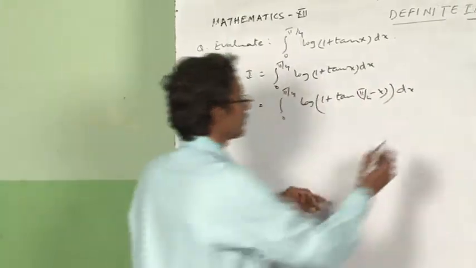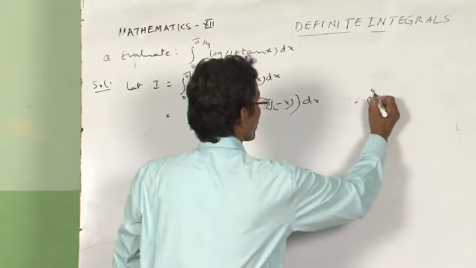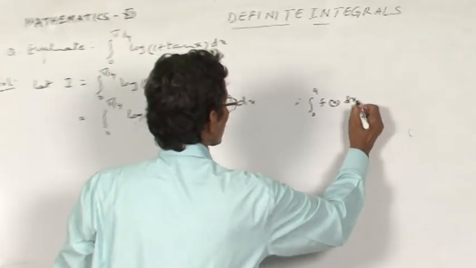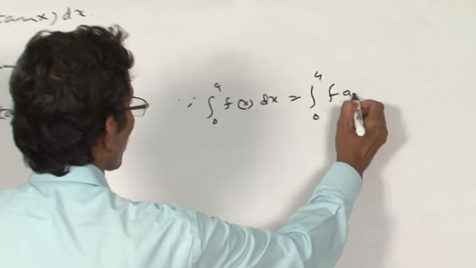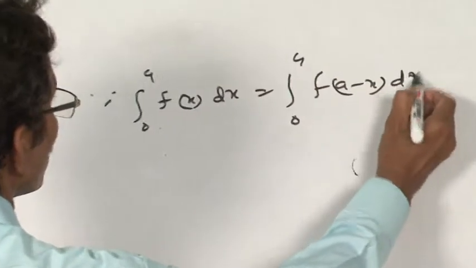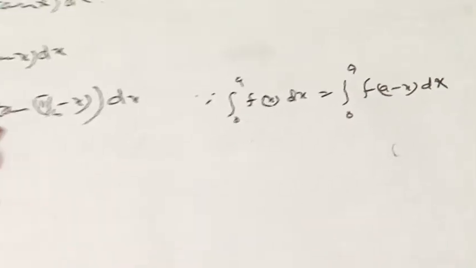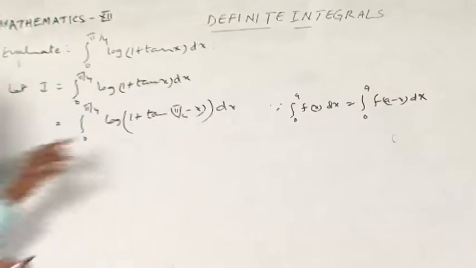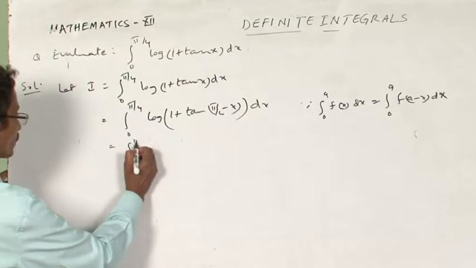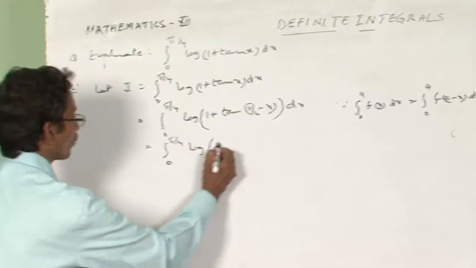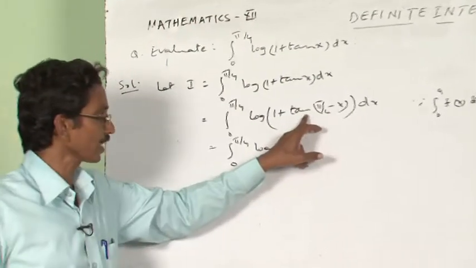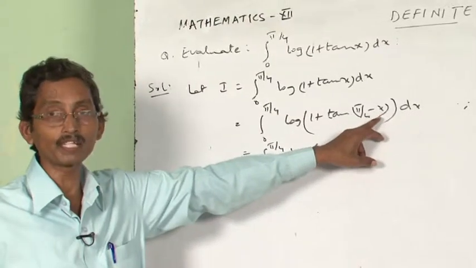Now, applying the property, the integral from 0 to a of f(x) dx is equal to the integral from 0 to a of f(a minus x) dx. So, this is equal to the integral from 0 to pi by 4 of log(1 plus tan(pi by 4 minus x)) dx. Tan of pi by 4 minus x is in the form of tan(a minus b).